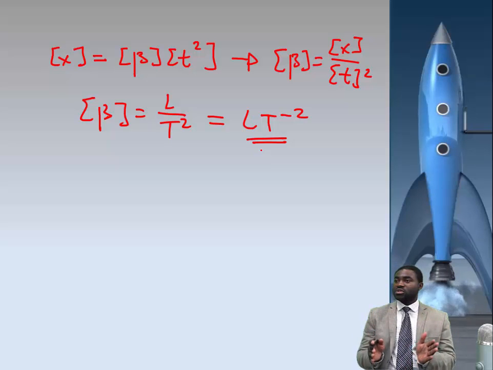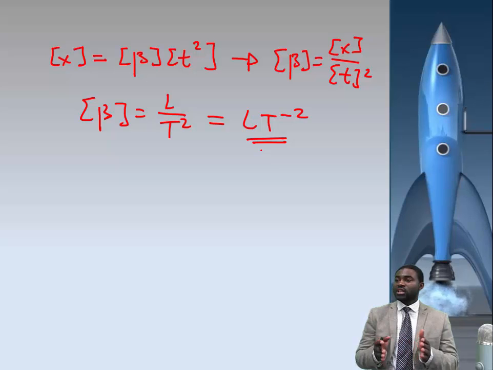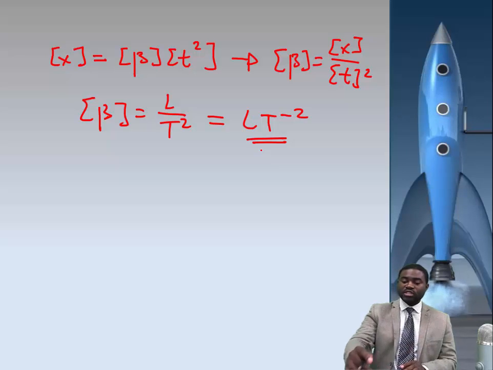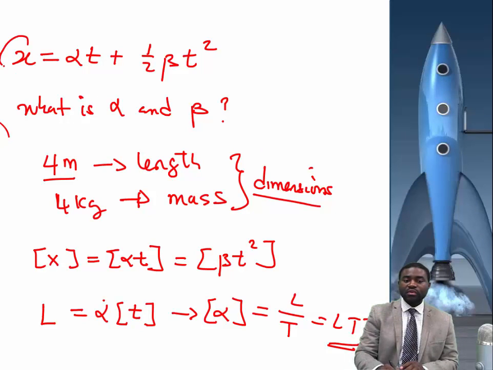Therefore, if an equation is given to you, any term that is added or subtracted will have the same dimensions. If it doesn't have the same dimensions, they cannot be added or subtracted or equated together. You cannot say cats, for example, you can only add cats to cats and dogs to dogs. You cannot say a cat is equal to a dog. You understand, right? So if for example, the question gave you this equation.